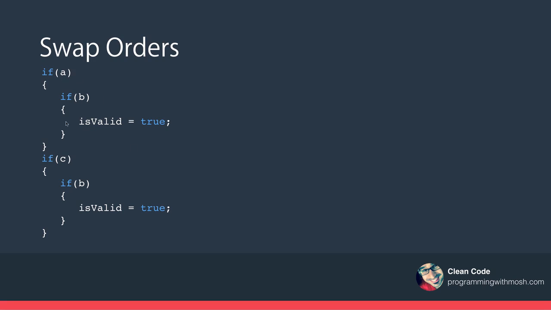So you can see in both these blocks, is valid is set to true only if B is true. So if B is not true, is valid is not going to be set to true. What we can do is to take B out and push A and C inside. Then the code will look something like this. So as you see, we reduced 4 if statements to 3.